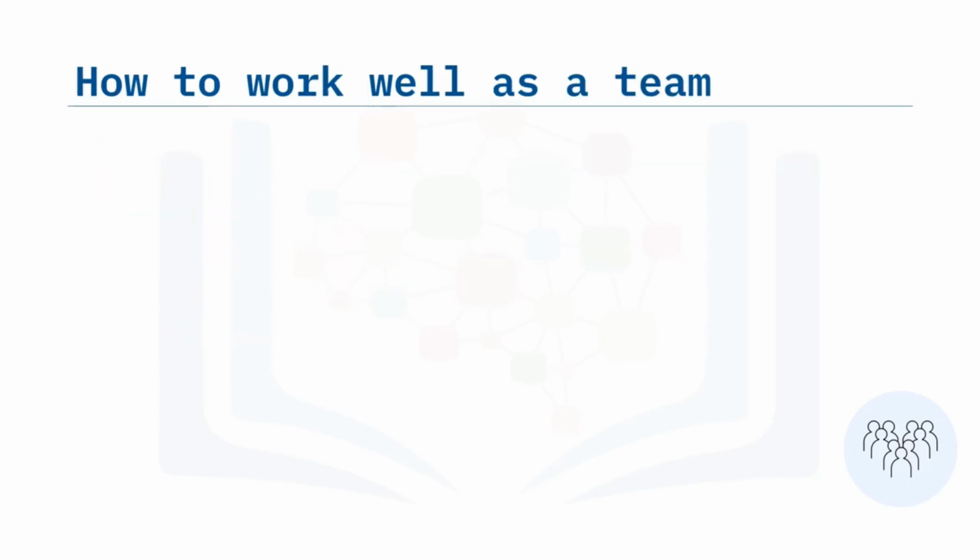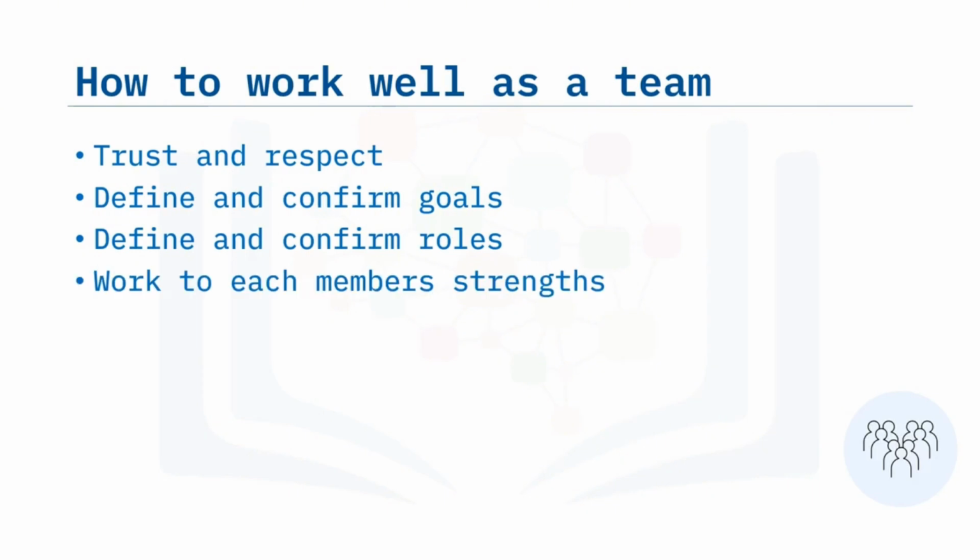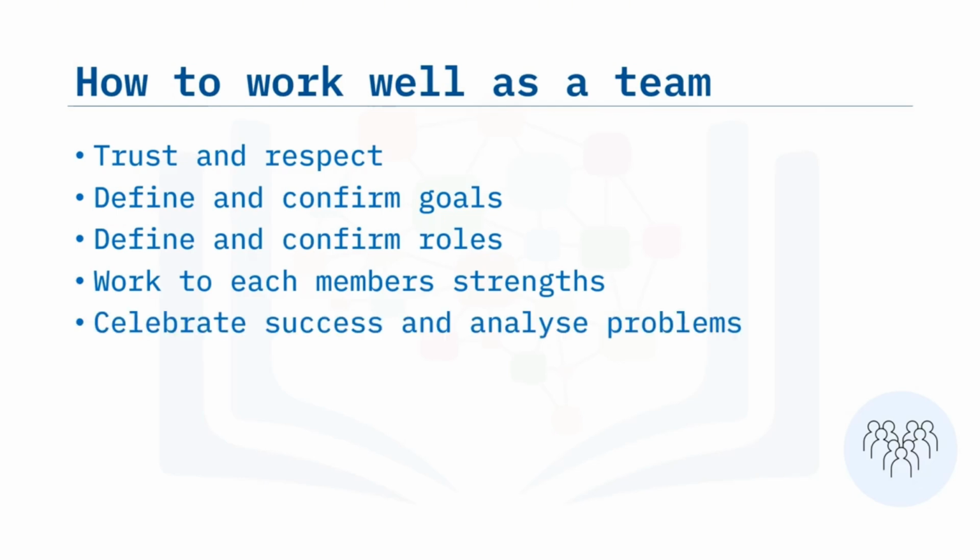Working well as a team doesn't always come naturally, but there are some things you can consider to help your team succeed. Each member needs to trust and respect the other members of the team. This generally comes with time, but depends on all of the members contributing equitably. Defining and agreeing on goals for a project is essential so that the whole team knows what they are working towards. And you also need to define and agree on roles to avoid any duplication of effort or missed tasks. Working with each member's strengths is important to make the most of the talent within your team, as is celebrating success and analyzing problems.